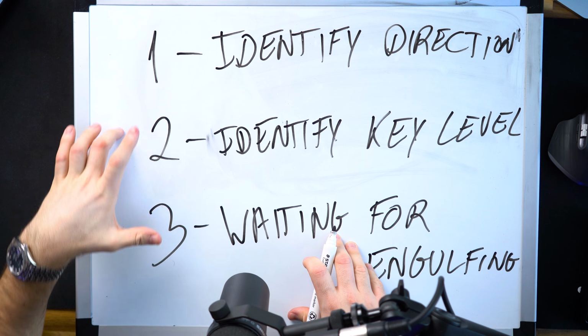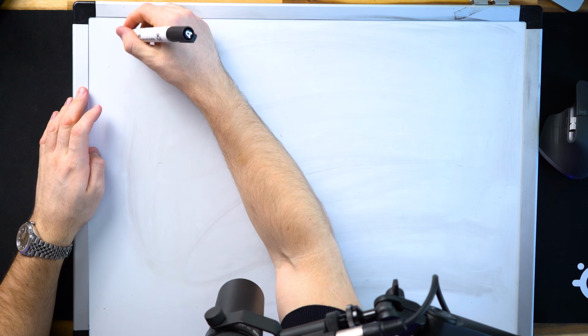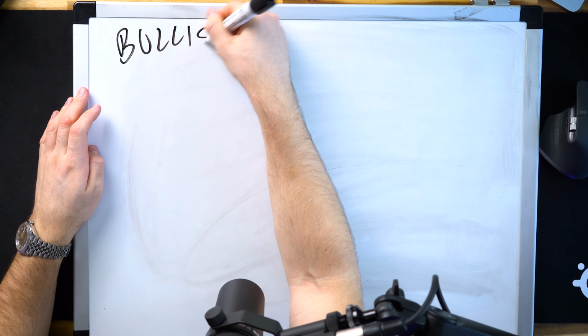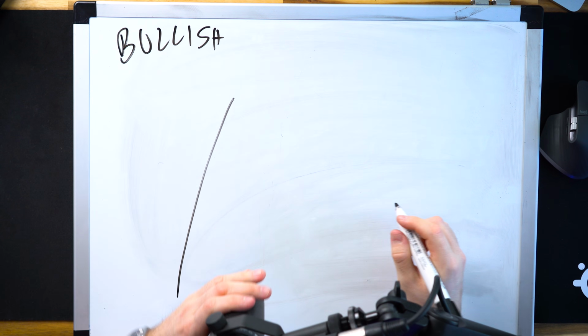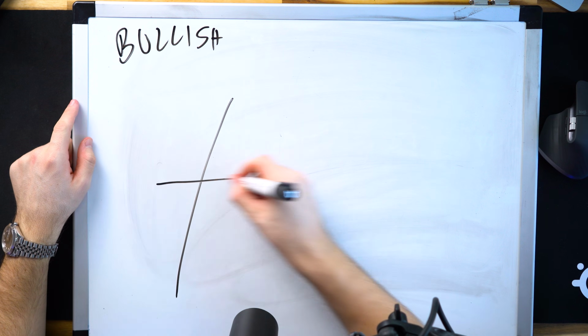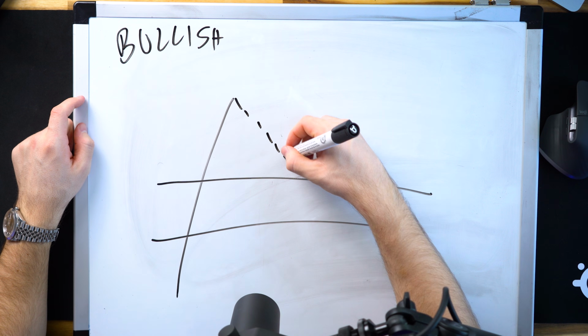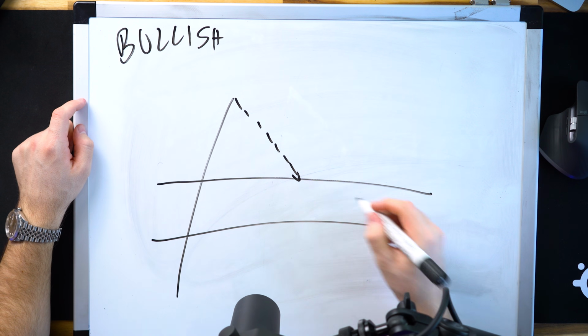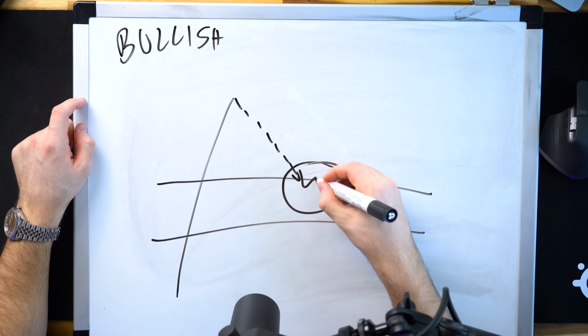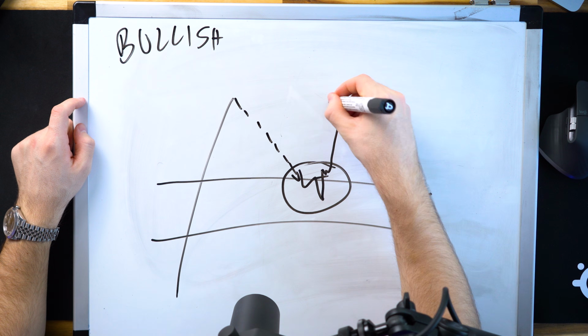Now, why is this important? Well, all of these 3 steps are everything you need in order to become a profitable trader over the long term. And let me show you why. If we identify that the market is bullish, then the only thing that we are going to be looking for is what is the key level that we want the market to react from. And then we're just going to wait for the market to go towards that key level, and this is where we are going to be looking for the engulfing for us to enter.